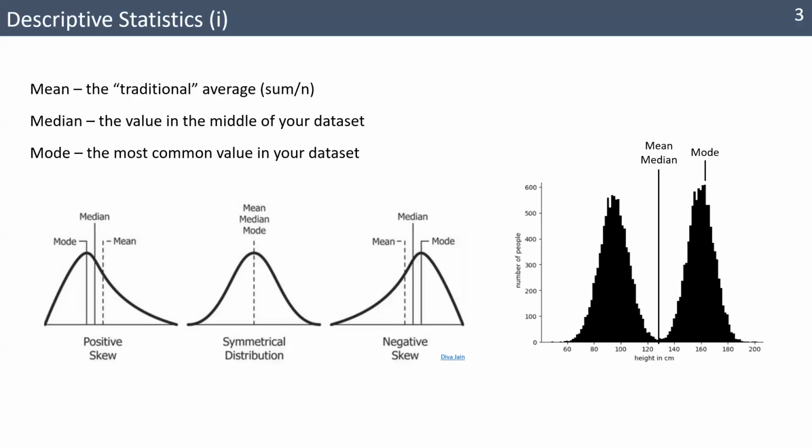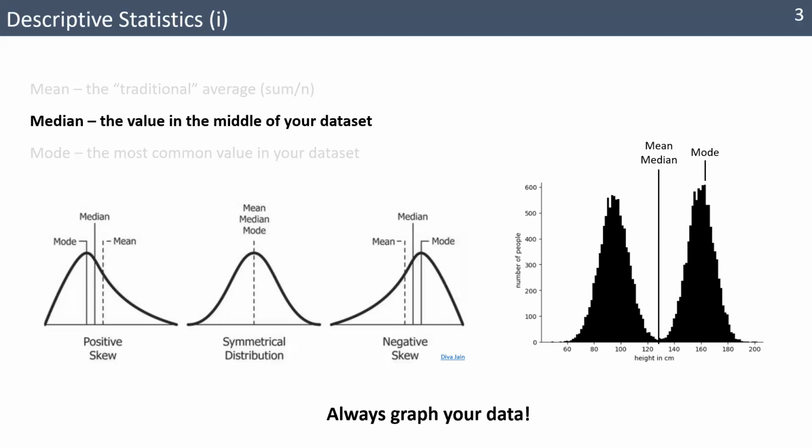Mean and median in a bimodal distribution are not very helpful at all. The mode isn't really that helpful either. So the key thing here is always graph your data to get a better understanding of what you're actually looking at and what you can do to understand it.